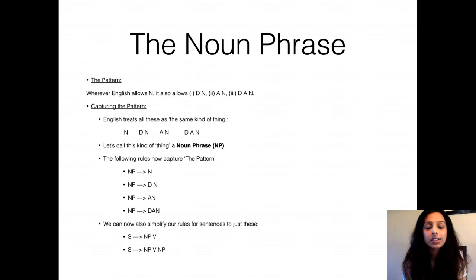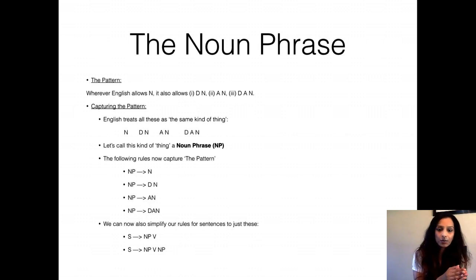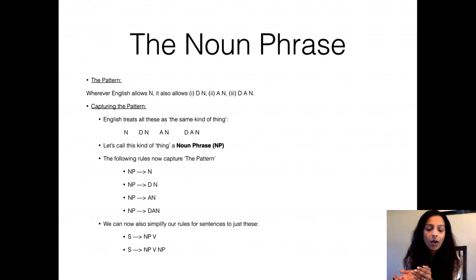And now we can write different rules for the patterns that we wanted to capture in the previous slide. You can create a noun phrase with just a noun in it. You can create a noun phrase with both a determiner and a noun. You can create a noun phrase with an adjective and a noun, and you can create a noun phrase with a determiner, an adjective, and a noun.